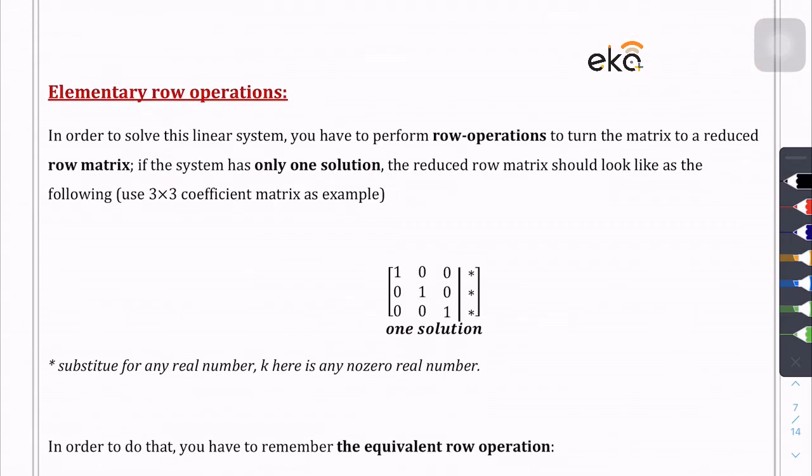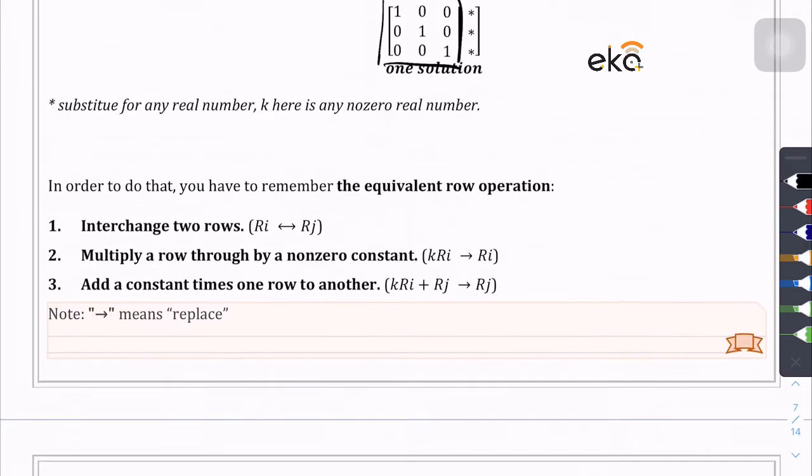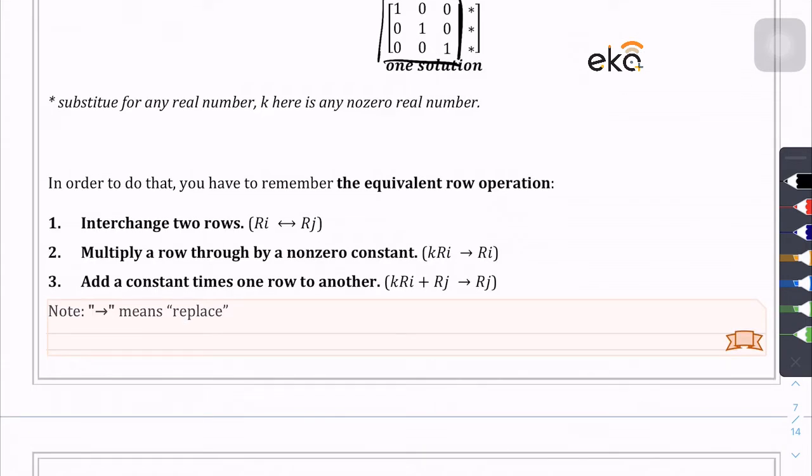Elementary row operations. In order to solve this linear system, you have to perform row operations to turn the matrix into a reduced row matrix. If the system has only one solution, the reduced row matrix should look like the following: a 3 by 3 coefficient matrix. In order to do that, you have to remember the equivalent row operations.